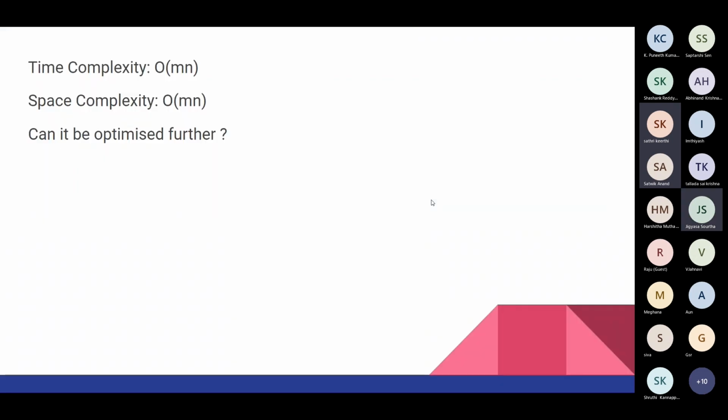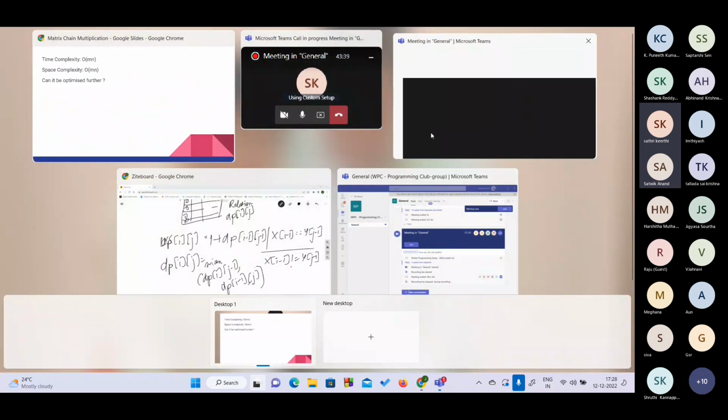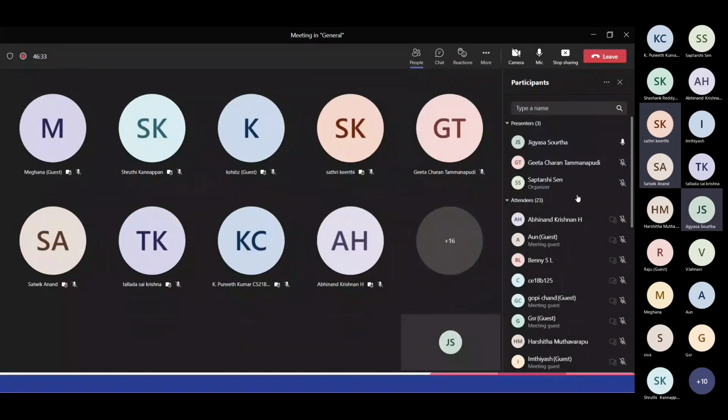As you know, the time complexity will be polynomial, order mn, and the space complexity will also be order mn. What do you think? Can it be optimized further? Any idea? Okay, let's give a hint: it can be optimized in terms of space complexity.